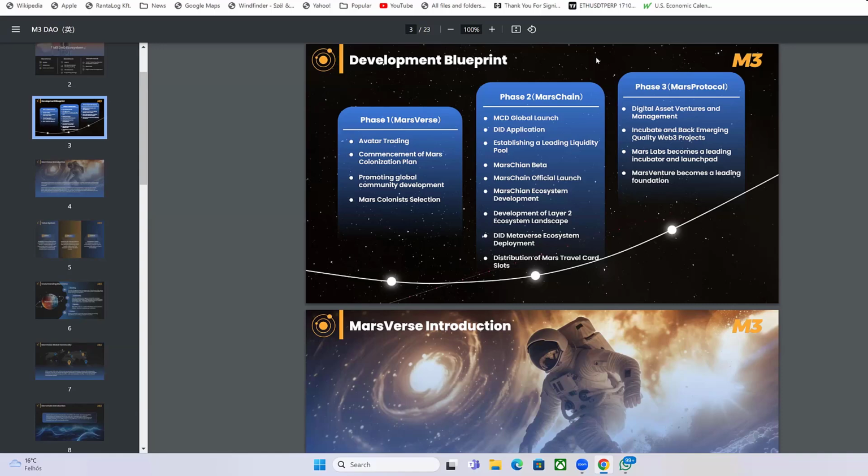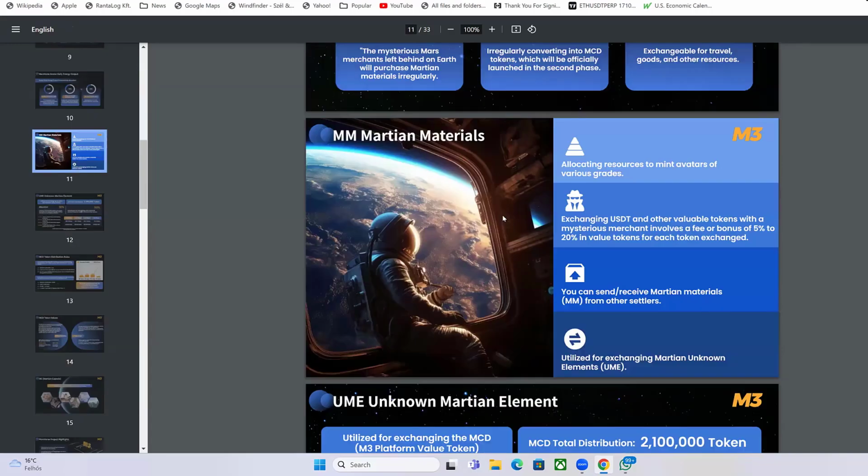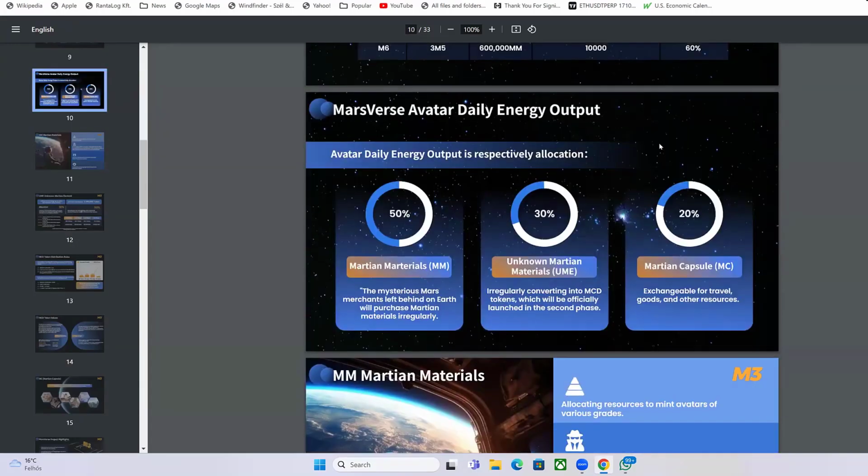So basically, this is what you need to understand also, and the potential, what I showed you in the other chart here. UME. What is UME? Unknown Martial Materials. And what is it good for? It's good to swap it for our token, which is called MCD. So the reward you're getting out of the avatar: 50% MM, 30% UME, 20% MC.